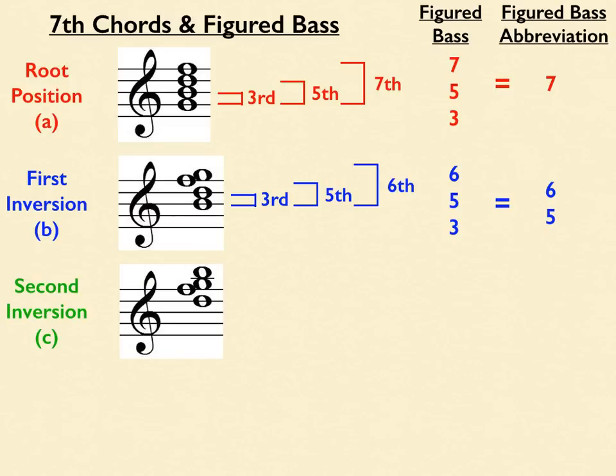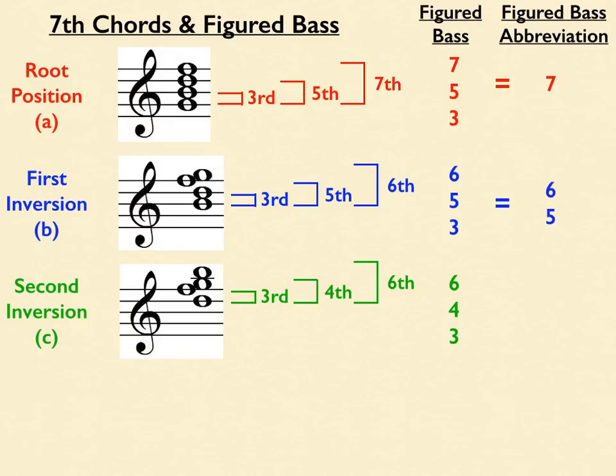Second inversion. Again, just looking at it using figured bass, the distance between the D and the F is a third, the distance between the D and the G is a fourth, and the distance between the D and the B is a sixth. So this is called a 6/4/3 chord. So what do you think this would be abbreviated to? Well, it can't be abbreviated to 6. Again, as I've already said, your 6 stands for a first inversion chord, not a first inversion seventh chord, just a first inversion chord.